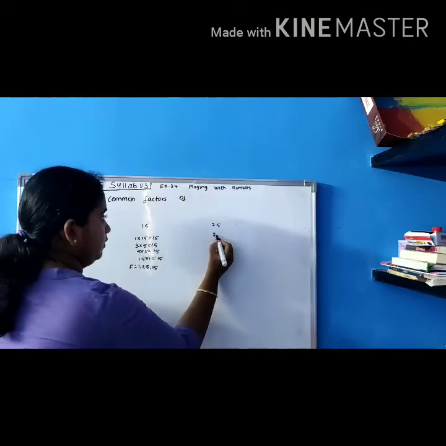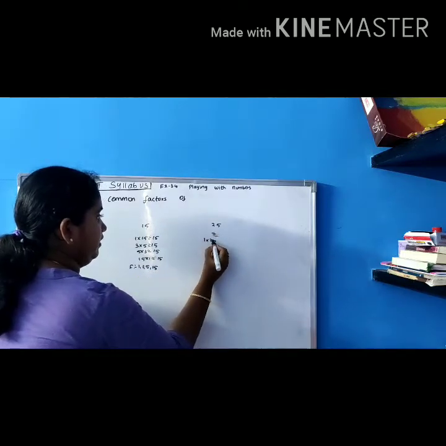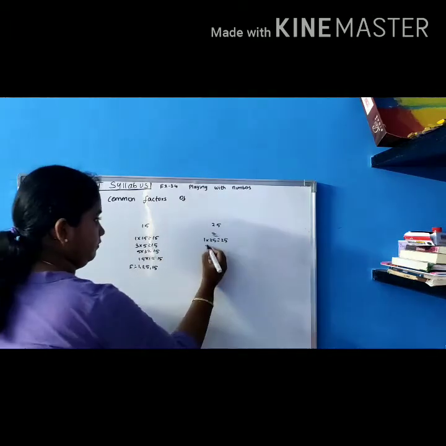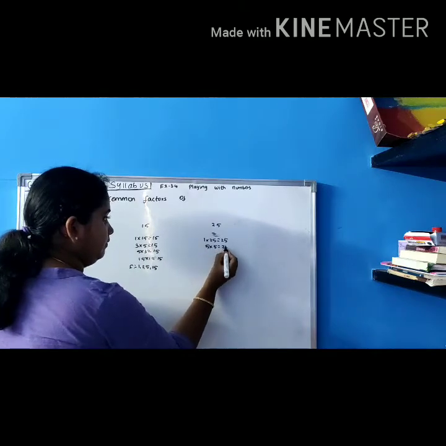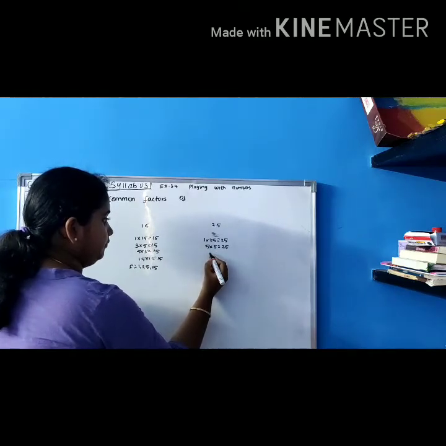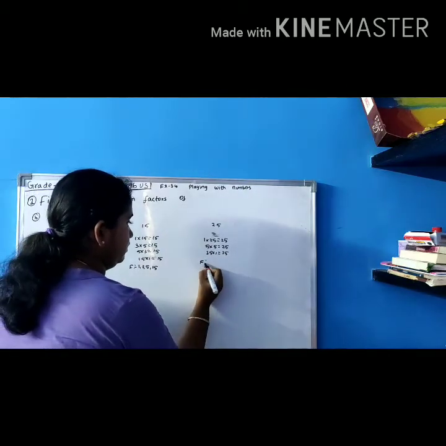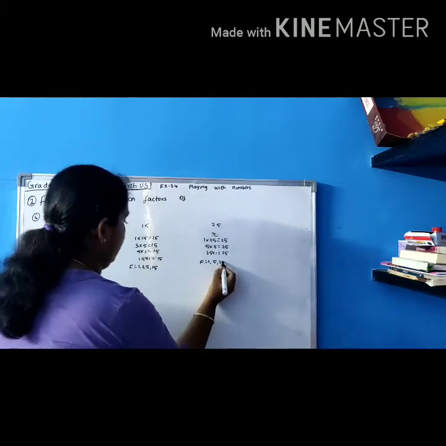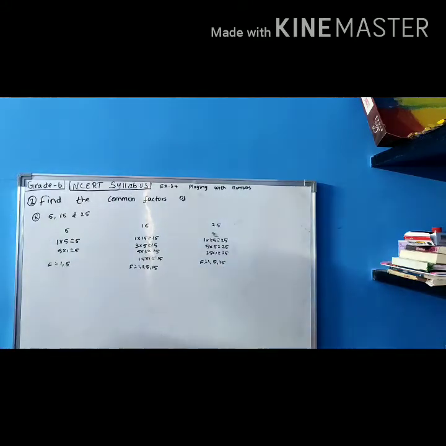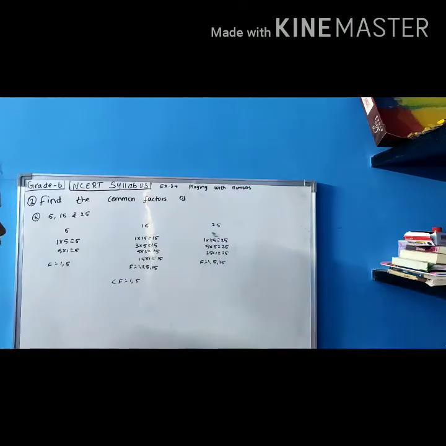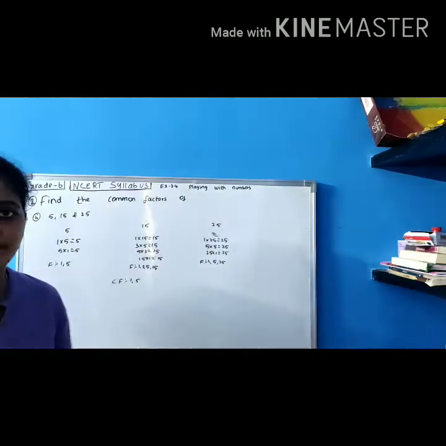Okay. Now 25. 1 into 25 is 25. Then 2, 3, 4 will not come. 5 into 5 is 25. Then 6, 7, 8, 9 also will not come. 25 into 1 is 25. That's all. Okay. Now factors you write: it is 1, 5 and 25. Now see everything and write the common factor. I can identify the common factors to be 1 and 5 only. Remaining are not common factors. Okay.